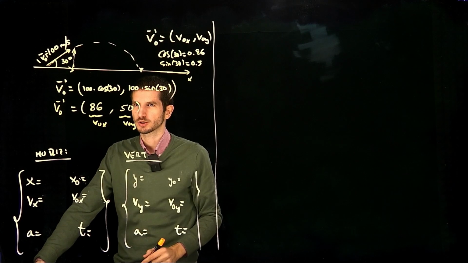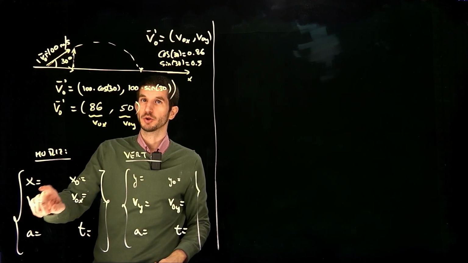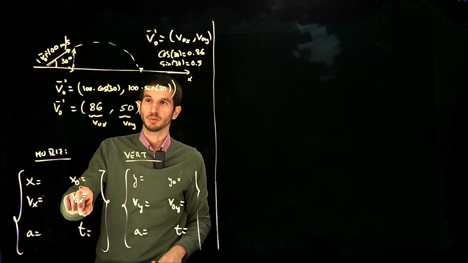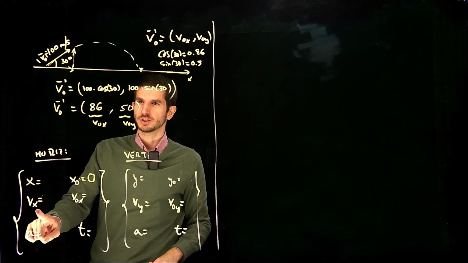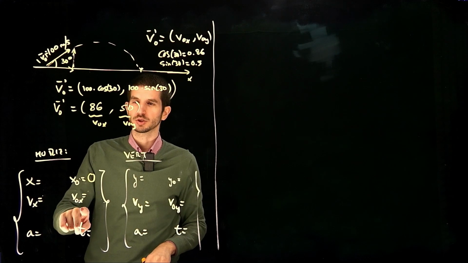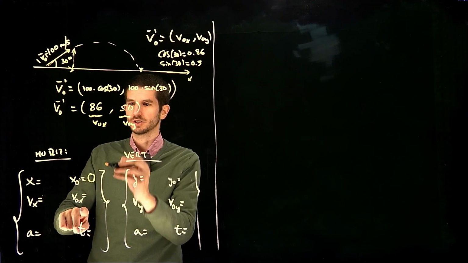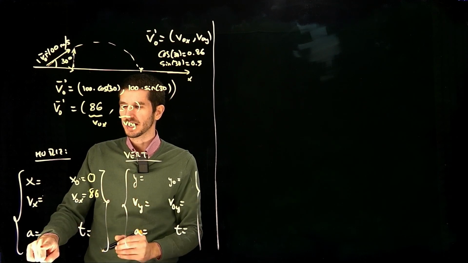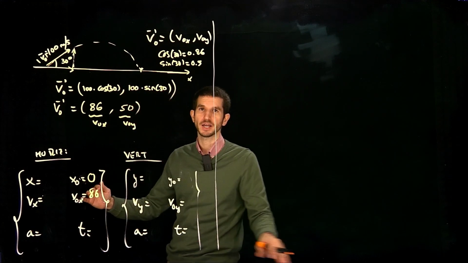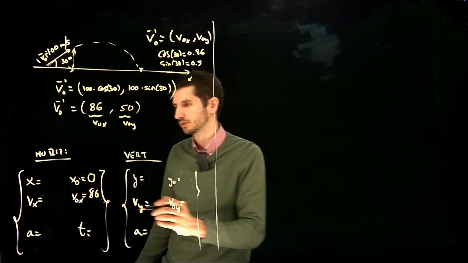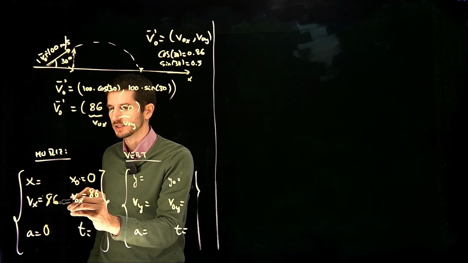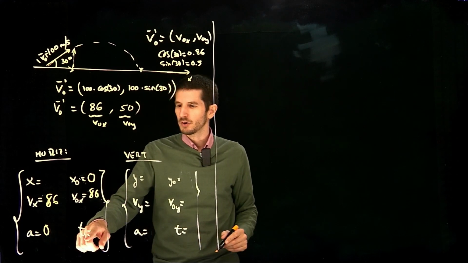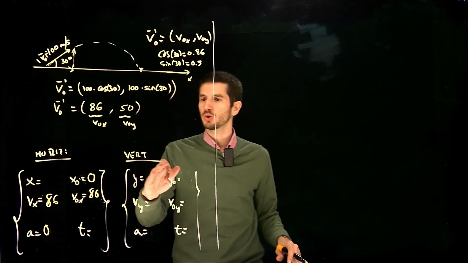So let's go to the horizontal motion. What's the final position? We don't know. That's actually what's being asked. What's the initial position? Well, we can just take that to be 0. What's the final velocity? We don't know. What's the initial velocity? The initial velocity is 86. What's the acceleration? Well, what's the acceleration in any horizontal motion? There is no acceleration, 0. So then we can go back and say, oh yeah, we actually knew this. This is 86. And then what's the final time? We don't know.